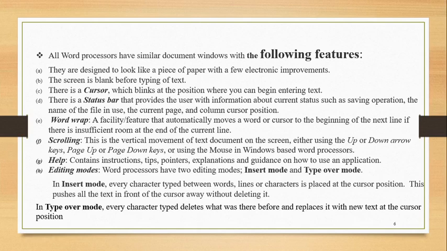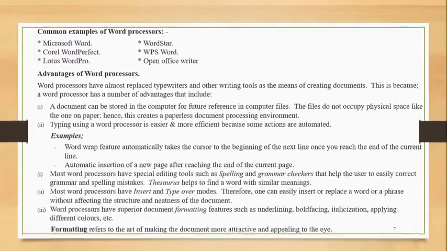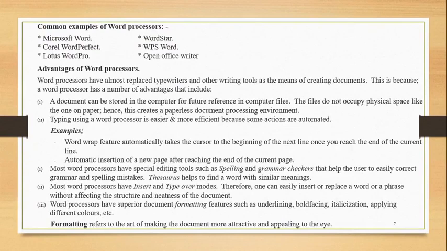Then, on the other hand, we can look at the common examples of word processors. What are the common examples of word processors that are actually used today? We have Microsoft Word, Corel WordPerfect, Lotus Word Pro, WordStar, WPS, and also OpenOffice Writer. Those are some of the examples of word processors that you can find in the market in use. But in my tutorial, or in my lessons, I'll be using Microsoft Word.